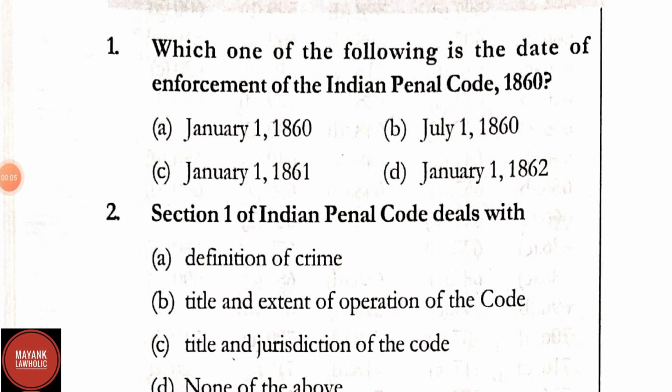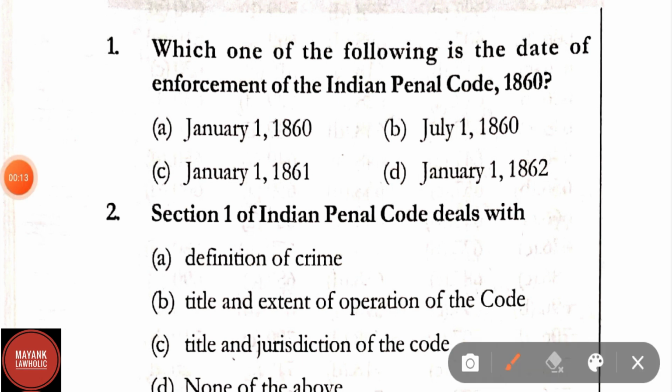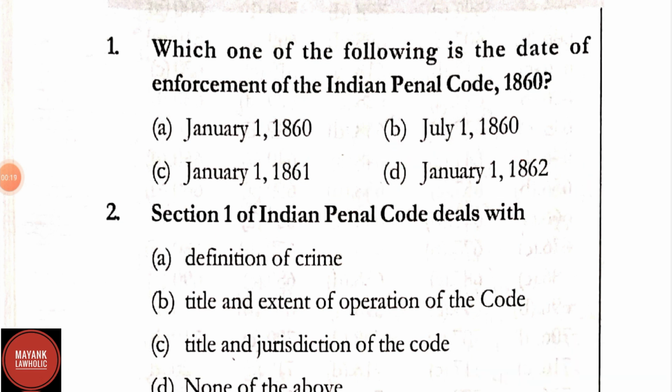In this video, we will discuss the top 1000 MCQs of Indian Penal Code. So let's get started from the question number 1. Which one of the following is the date of enforcement of the Indian Penal Code 1860? Correct answer is option D, that is January 1st, 1862.